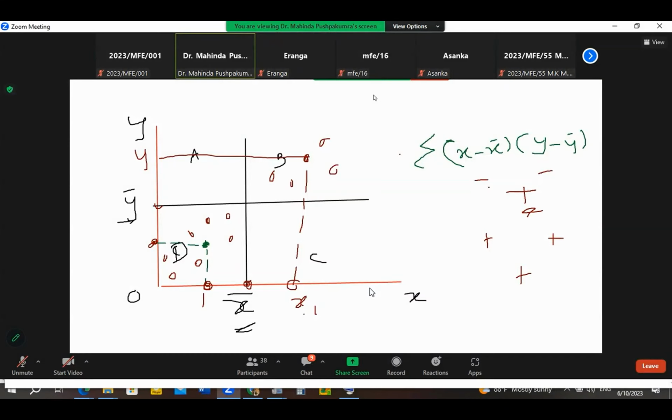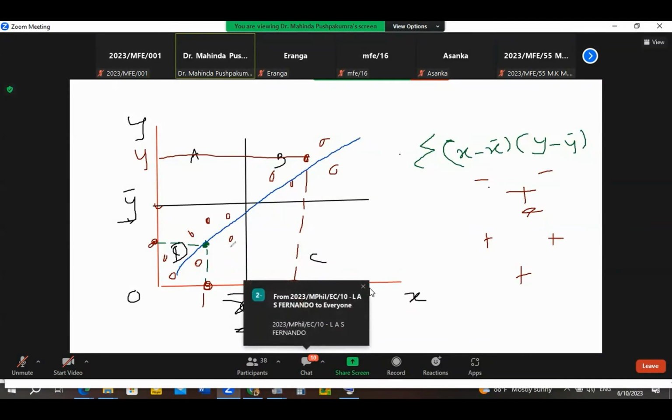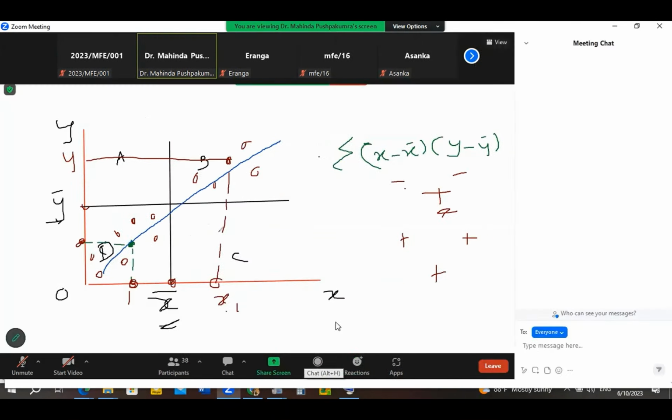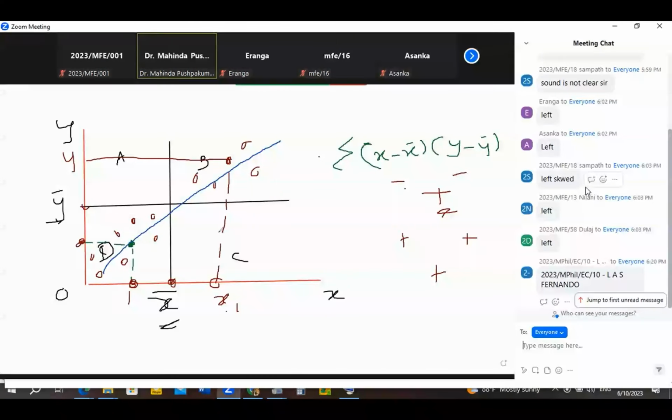That means now you can see these two variables have a positive relationship. That means both variables change in the same direction. When one increases, the other one also increases.